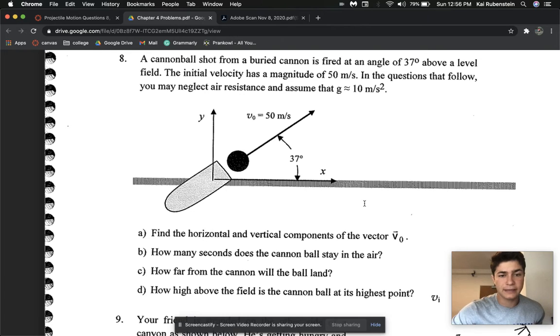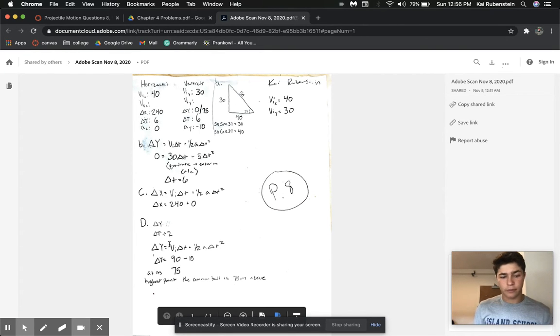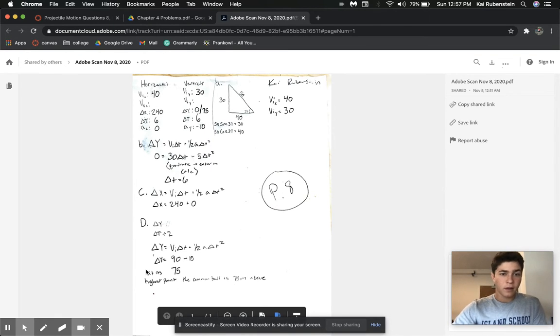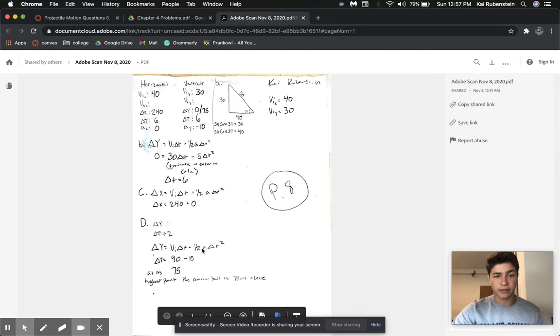And then D is how high above the field is the cannonball at its highest point? So we're going to divide the time by 2 because we're just assuming that after 3 seconds it reaches its peak and then starts to drop, and then 3 seconds later it hits. And so we're looking for delta y again because it's the vertical displacement.